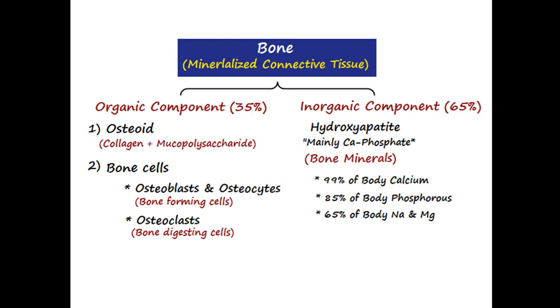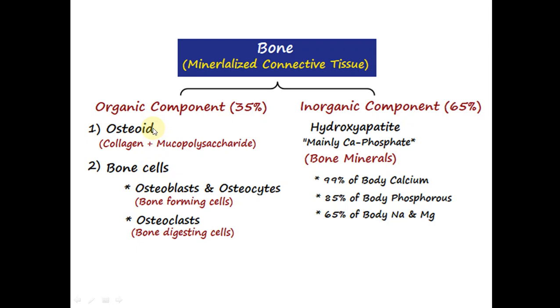By mineralized connective tissue, we mean that minerals like calcium and phosphate are deposited on a proteinaceous matrix, and for this reason we divide bone into an organic component which makes about 35% of the bone structure and an inorganic component which makes about 65% of the bone structure. The organic component is mainly the osteoid and the bone cells.